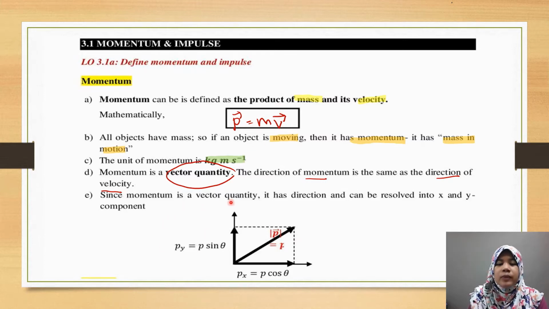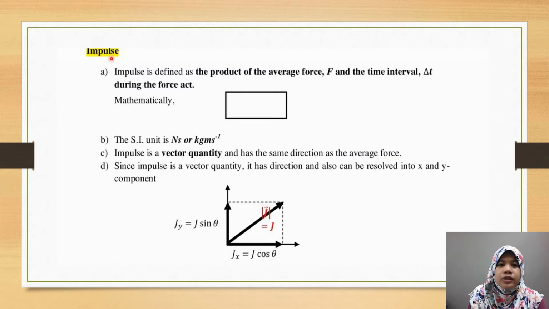Since momentum is a vector quantity, it has the direction and it can be resolved into x and y component. So for example di sini kita ada angle, so kita resolvekan kepada x component and y component. So we have px equal to p cos theta and py equal to p sin theta. We proceed to impulse.